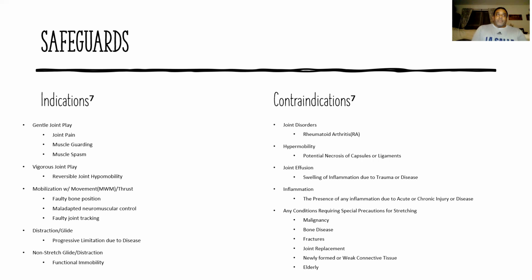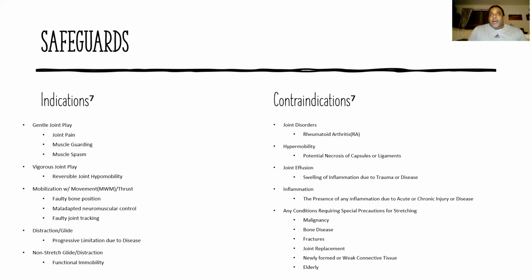You want to stay away from joint mobilizations or manipulations because you might cause more damage to the joint. Again, inflammation, the presence of any inflammation due to an acute or chronic injury or disease. You want to stay away from them because you're going to cause the patient more pain. And then any condition requiring special precautions for stretching. So malignancy, bone disease, fractures, joint replacements, newly formed tissue, connective tissue or weak connective tissue.